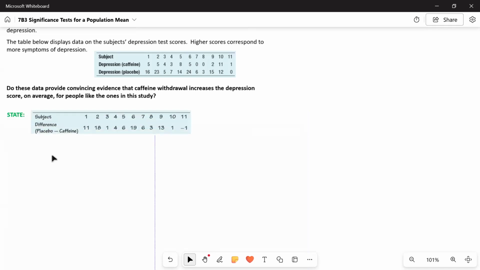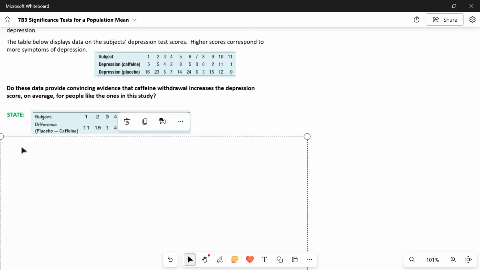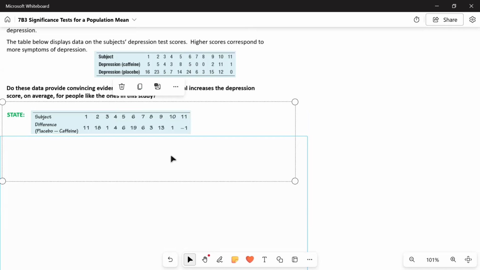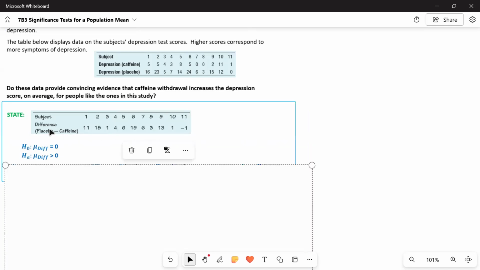So the first thing we want to do is our state step. Here it's important that we get the difference of the depression scores with respect to whether they took the caffeine or the placebo, and indicate the direction of subtraction. So they did placebo minus caffeine, and these are the differences here.